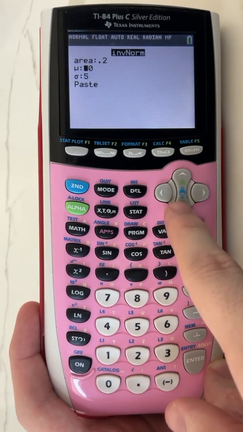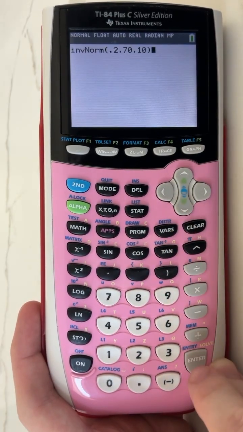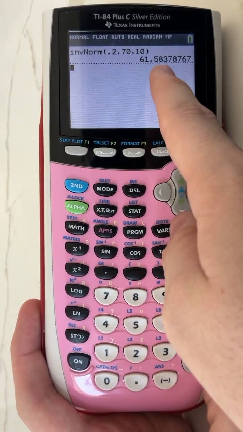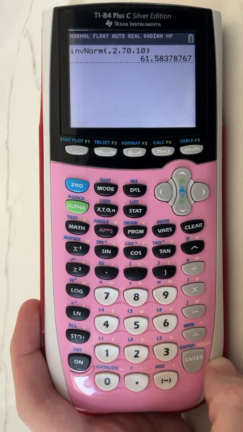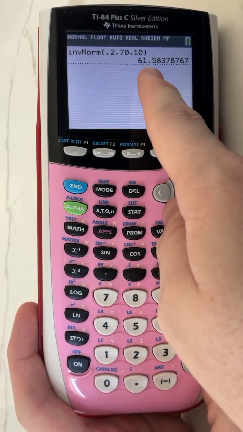The mean is also 70, but now the standard deviation is 10 for this test score example. So it looks like if you got a 61.58 or higher, then you passed the test because 80% of people got above a 61.58.